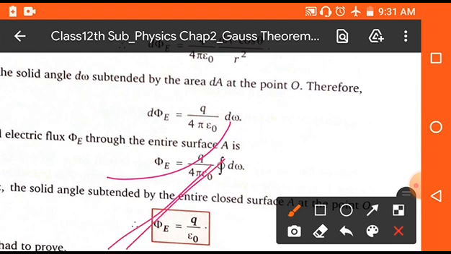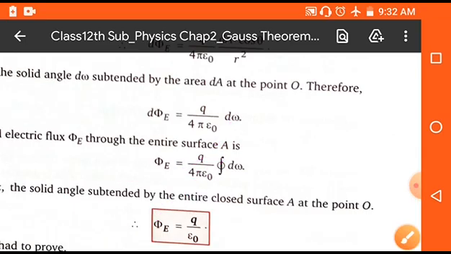This is the required formula for the Gauss theorem. Now the statement of Gauss theorem. On the basis of the above formula you can define it as: the total flux through the given surface is 1 upon epsilon naught times the charge. It means that if we take a closed surface in the electric field, then the total electric flux passing through the closed surface will be equal to 1 upon epsilon naught times the total charge enclosed.